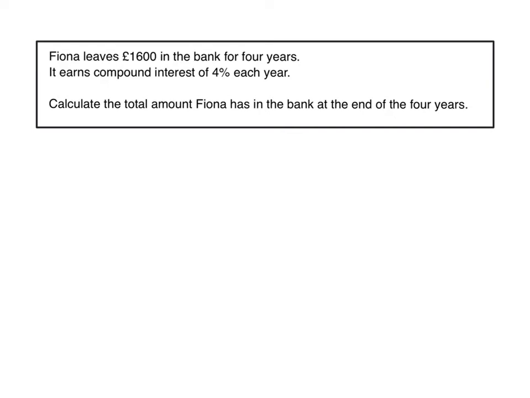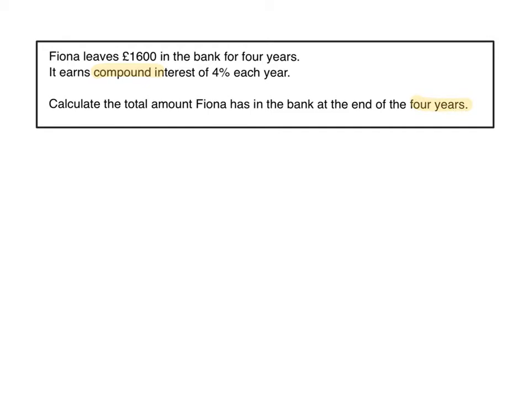Fiona leaves £1,600 in the bank for 4 years. It earns compound interest. That's really important, of 4% each year. Calculate the total amount Fiona has in the bank at the end of 4 years.